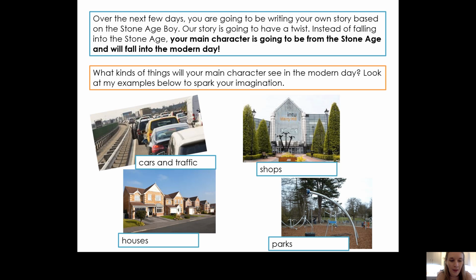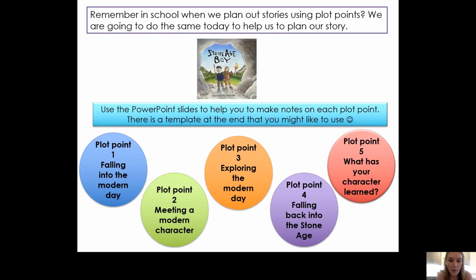Okay, remember we want the character to see lots of interesting things in the modern day, okay, because they won't have seen it before. Now, for our planning, we are going to split our story into plot points. You know, like we've been using in school when we think about our story in different parts of the story and different plot points. Okay, so the 5 plot points that we have are falling into the modern day. That's plot point 1. Plot point 2, meeting a modern character. Plot point 3, exploring the modern day. Plot point 4, falling back into the Stone Age. And plot point 5, what has your character learned about the modern day?